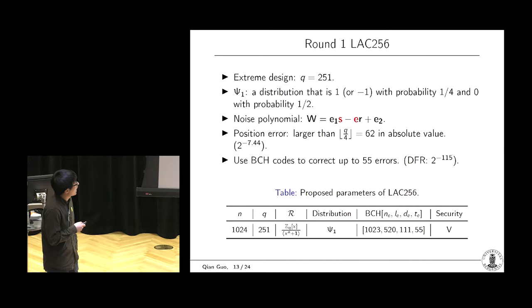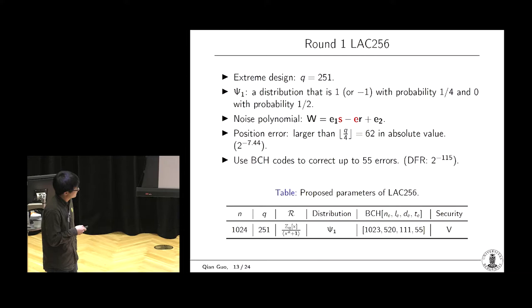Here we see the LAC noise polynomial. This is also a vector, and we can think that every entry is generated according to this distribution: with probability 1/4 it is 1 or -1, and with probability 1/2 it is 0. So we can treat every position as a sum following a Gaussian distribution with mean 0 and some variance, but we can also compute the distribution exactly.